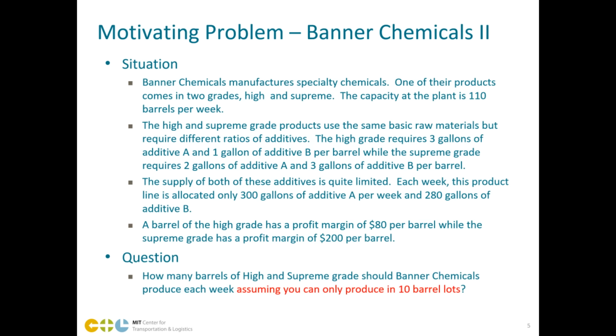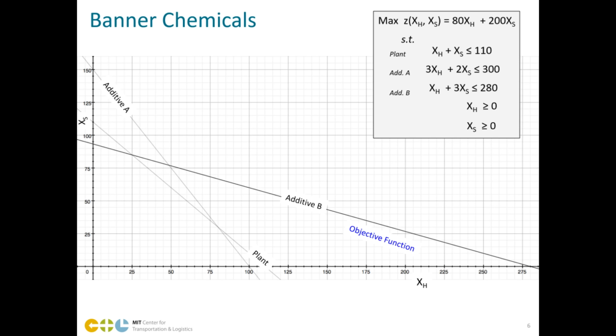We're going to say, you know what? You can only produce in lots of 10 barrels. So I'm introducing an integer constraint here. Lots of 10 barrels. So what does this look like?